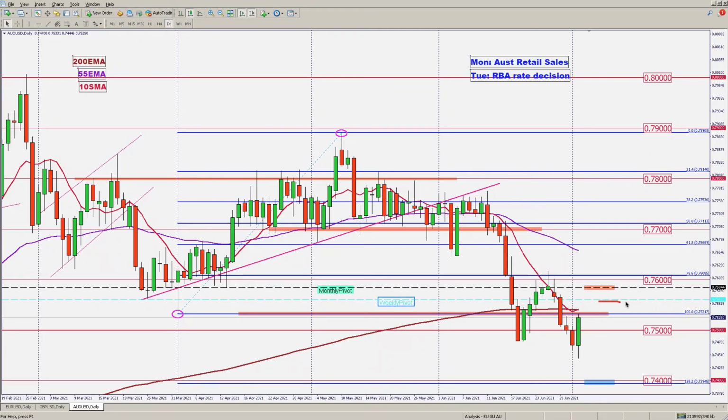The previous week's weekly pivot could provide intermediate resistance, and below that, the 0.74 will be the main support zone, and so those could be key levels to watch out for.